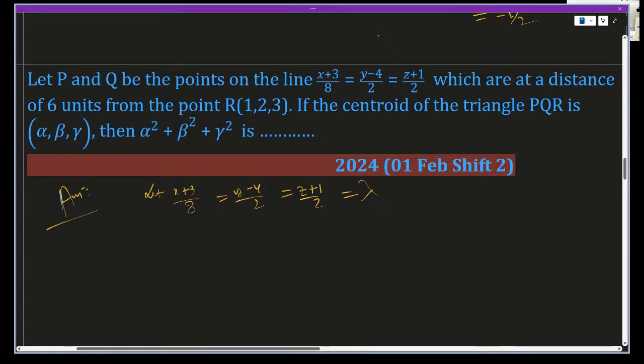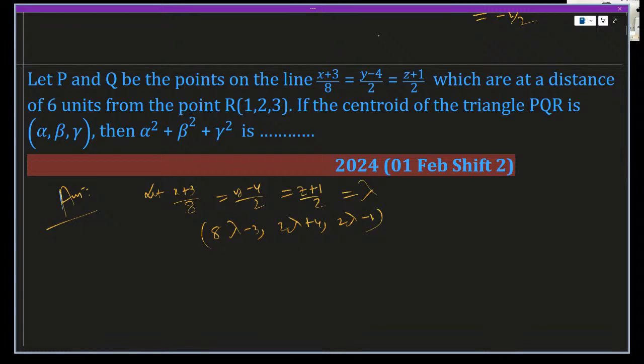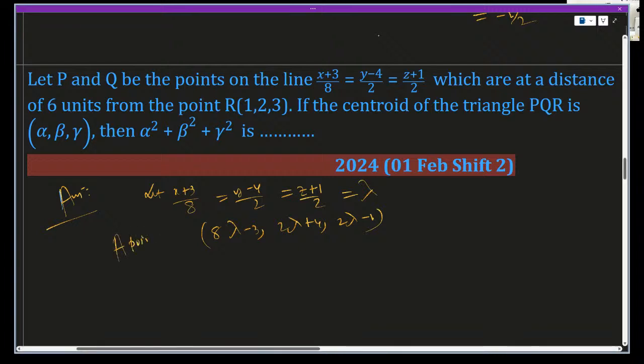So a point on the line can be taken as 8 lambda minus 3, 2 lambda minus 1. A point on the given line. Now, distance from 1 to 3 is what? Just go by distance formula.